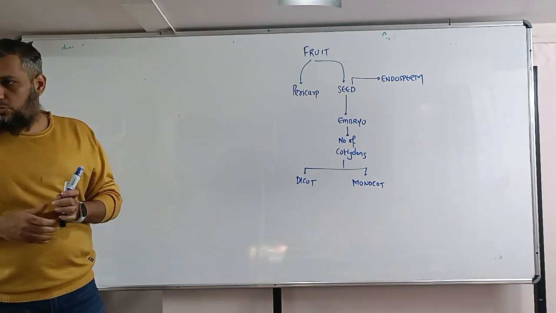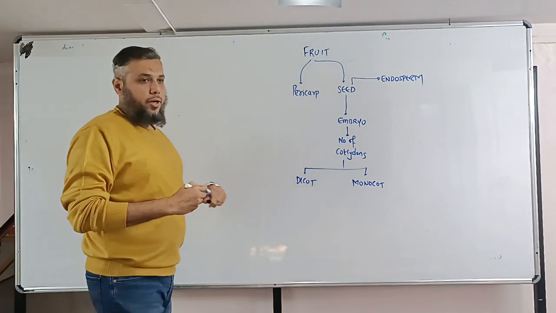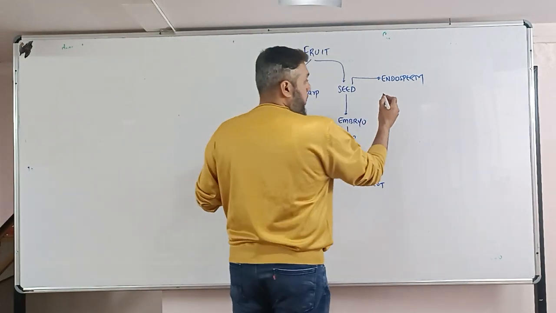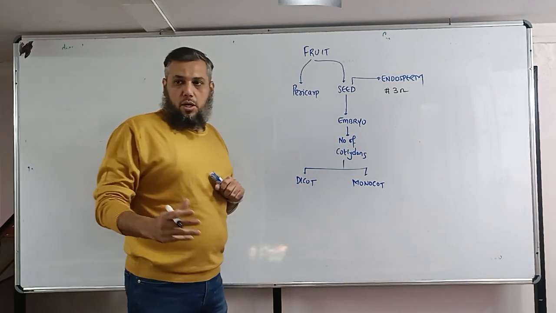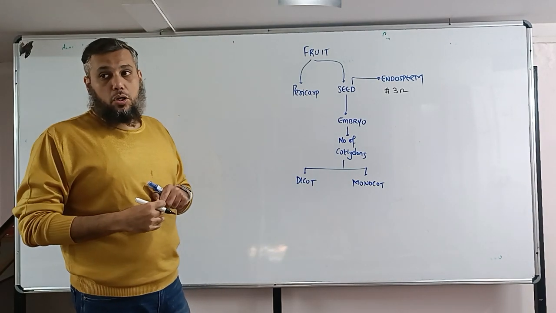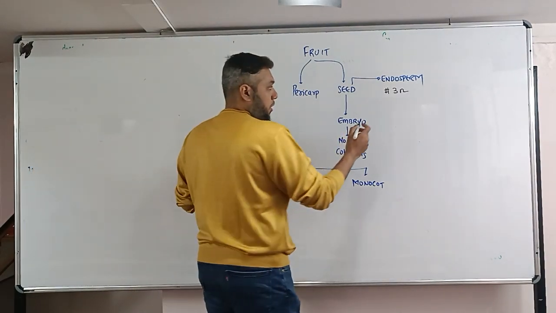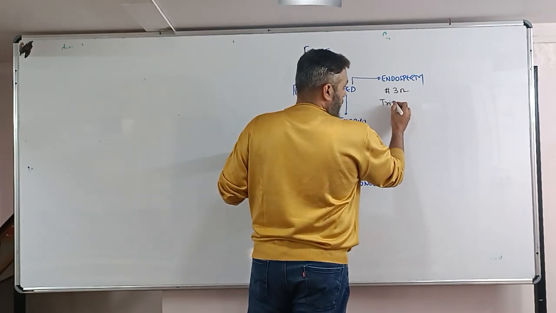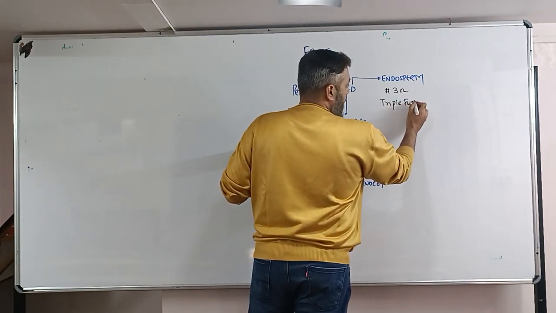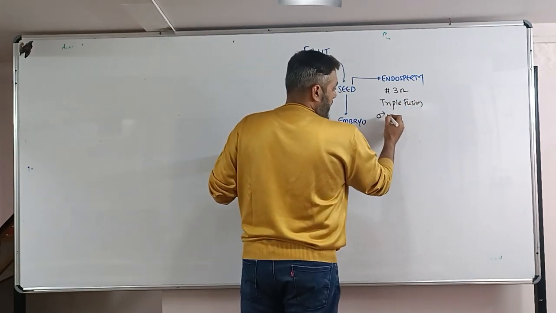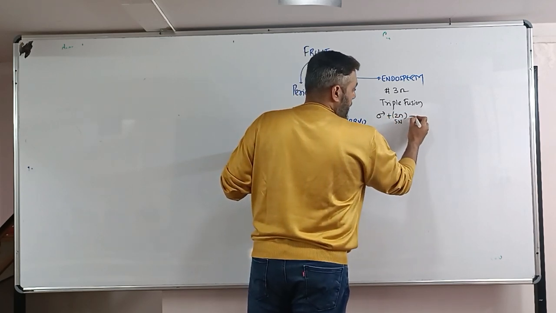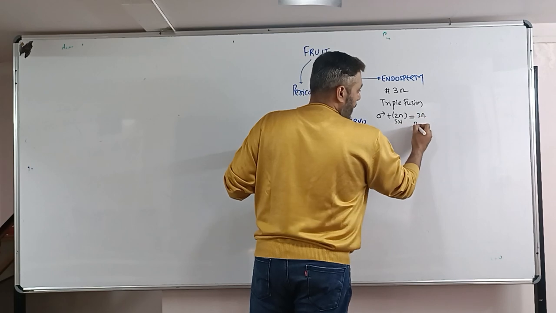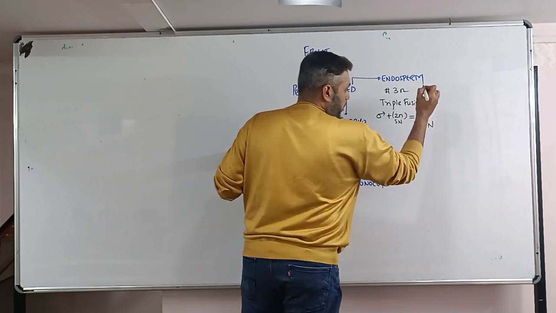Give me yes or no? Yes. Endosperm, as you already know, in angiosperms, is always triploid. Why, sir? Because it is a product of double fertilization, in which a process called triple fusion takes place, where the male gamete unites with the secondary nucleus. This results in the formation of a triploid primary endosperm nucleus.